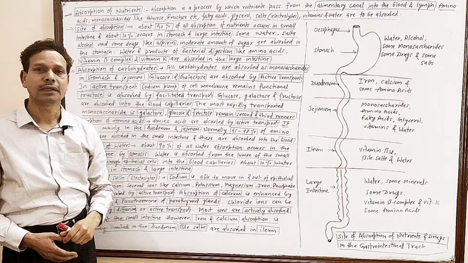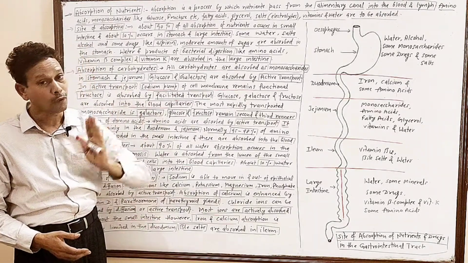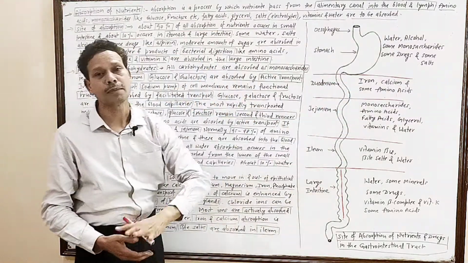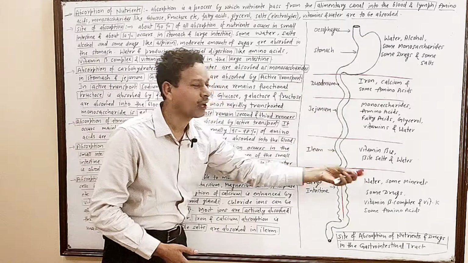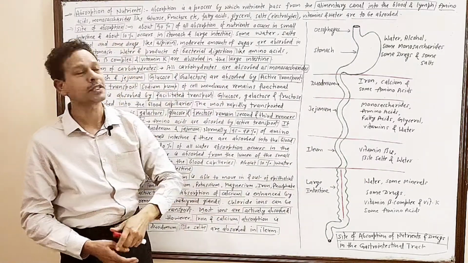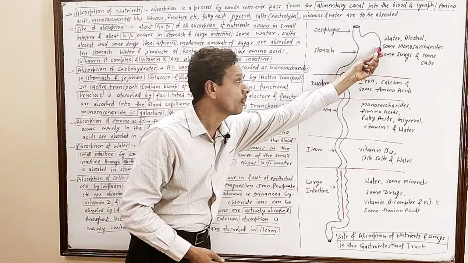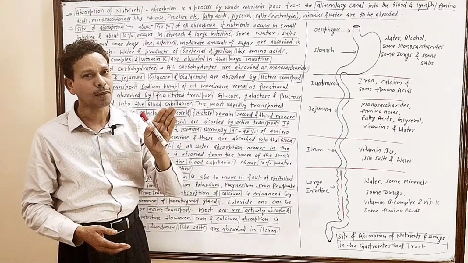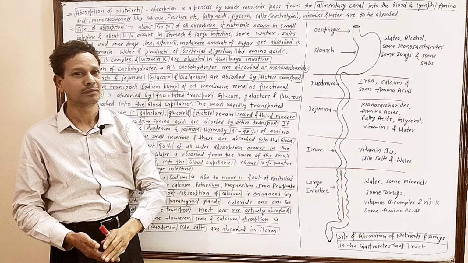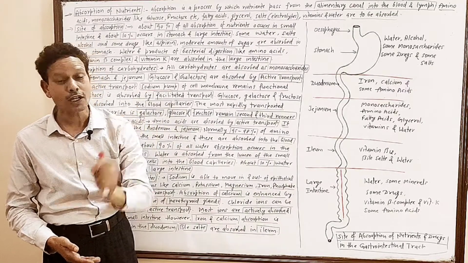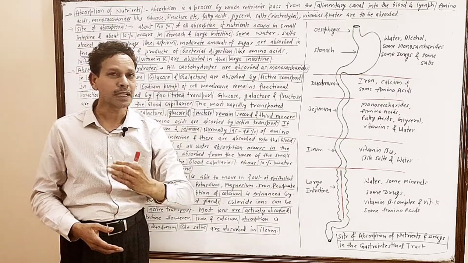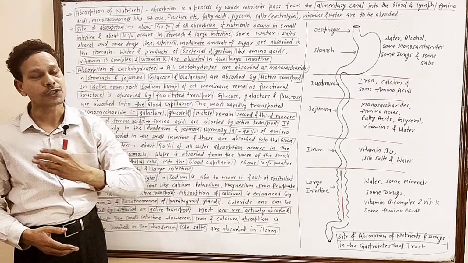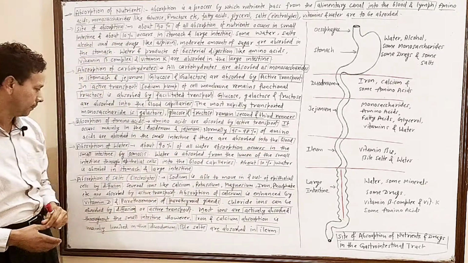Absorption of water. About 90% of water is absorbed in the small intestine and the remaining 10% is absorbed in the stomach and large intestine. Absorption of water occurs by osmosis. It means water is absorbed through a semi-permeable membrane.